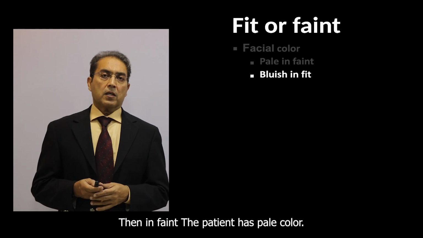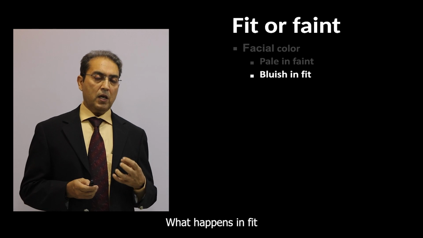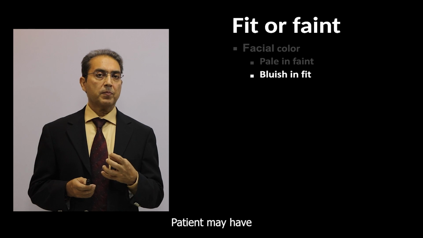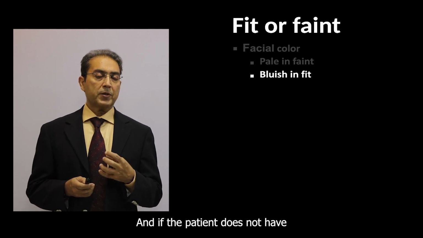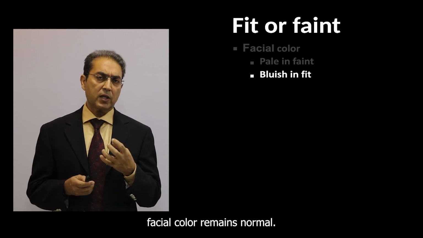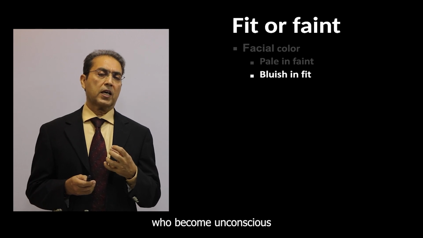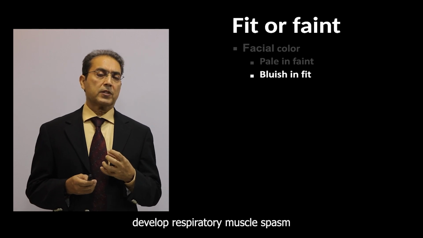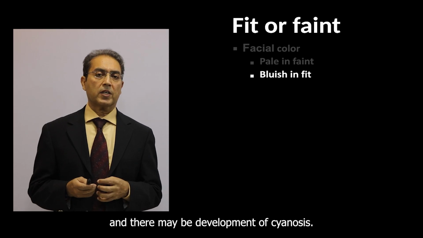Then in faint, the patient has pale color. What happens in fit? If there is a fit and there is spasm of the respiratory muscles, the patient may have cyanosis. The color may become bluish. And if the patient does not have the spasm of the respiratory muscles, the facial color remains normal. But you see, most of the patients who become unconscious and have a grand mal type of fit develop respiratory muscle spasm, and the patients may be apneic and there may be development of cyanosis.